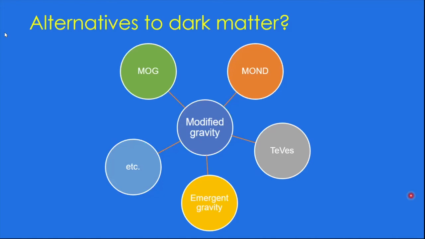It is natural to ask whether we can get rid of dark matter by positing some modification of the behavior of gravity. So here, for example, some modified gravity theories. The famous one is MOND, proposed by Milgrom in the 1980s. We have here also TeVeS, that stands for Tensor-Vector-Scalar gravity, developed by Bekenstein in 2004. TeVeS is a relativistic generalization of MOND.